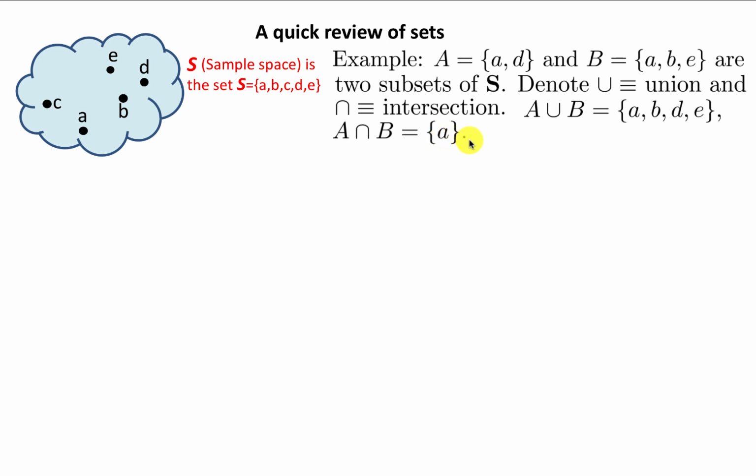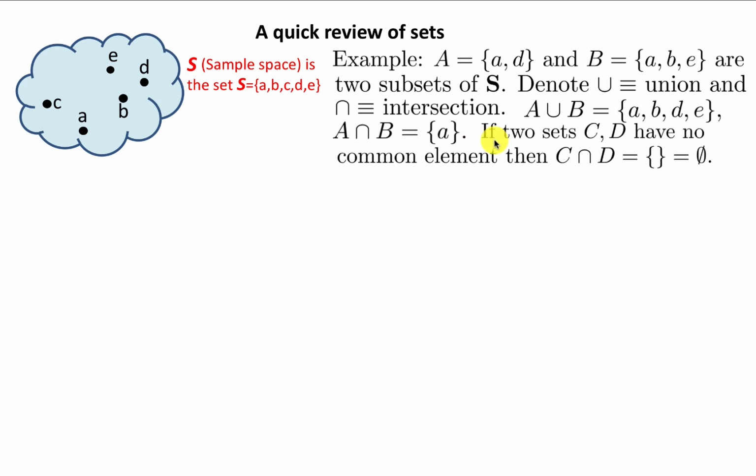Now, of course, I've taken very simple examples over here. In general, sets can contain any number of elements. What if two sets have no common element? Then the intersection of C with D is the empty set. We denote the empty set with this 0 with a slash through it.